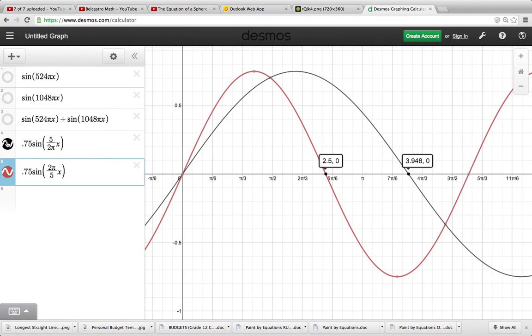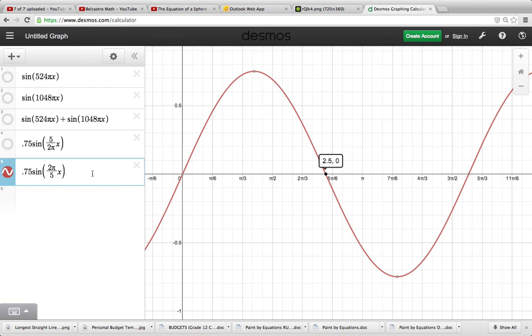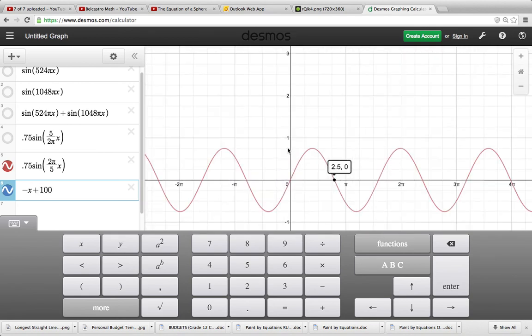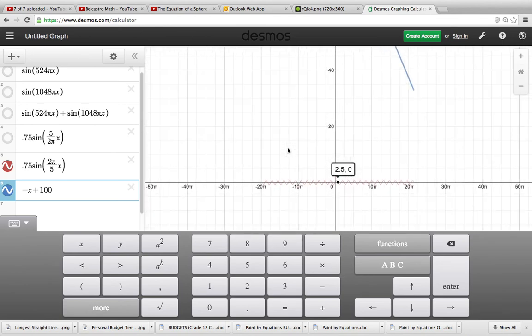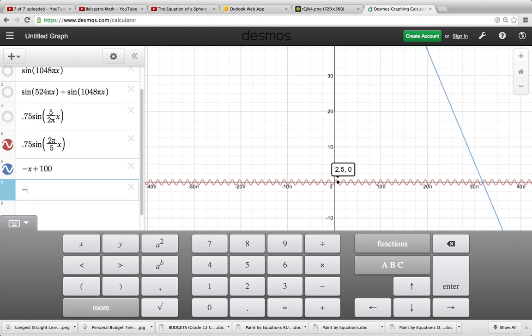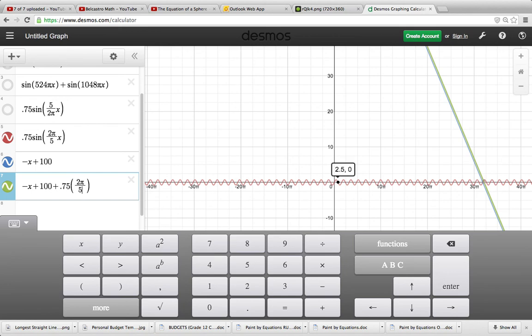So here's our one when it's in radians. And our other function read negative x plus 100, I believe, right? So we kind of have to zoom out quite a bit, and it'll kind of get rid of our sinusoidal function here. You won't be able to really see the bumps. But here's the idea. So these are the two functions, but we have to combine the two together. So to combine the two together, I essentially have our negative x plus 100, and then plus our 0.75, 2 pi over 5 times x. Sine 2 pi? Oh, 0.75 sine. Yes, yeah, thank you. I was wondering what it was.